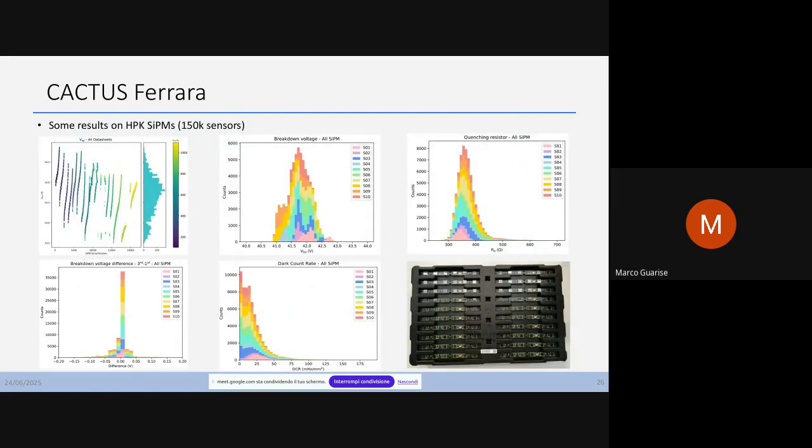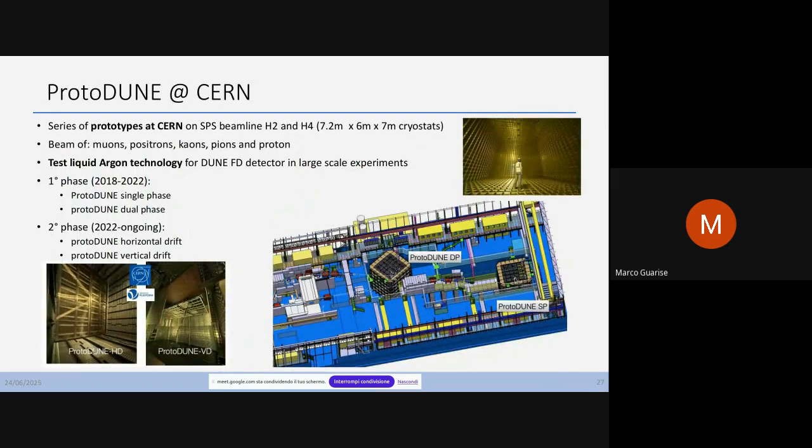And these are some results related to the main parameters of these silicon PM sensors, so the distribution of the breakdown voltage, the quench resistor, the dark count rate, and this is before and after thermal cycles in order to test the thermal resilience of the sensors. But okay, let's go back to DUNE and see something about the prototypes of DUNE.